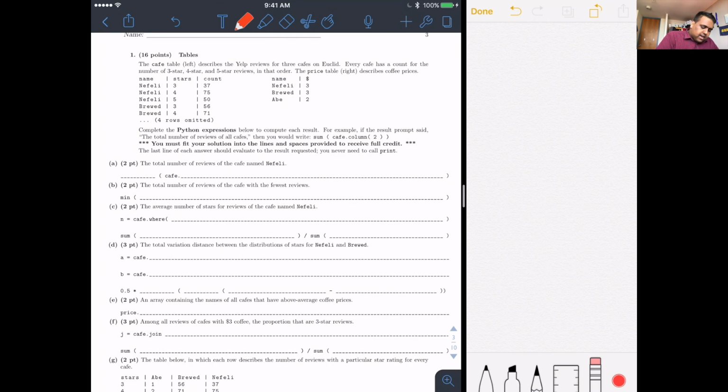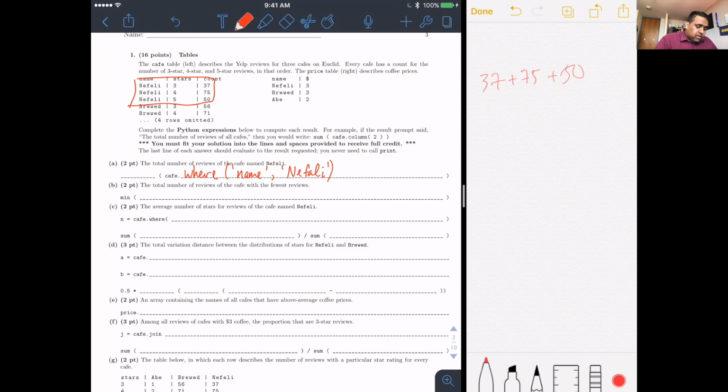Well, if we look at this table right here, we want the sum of the numbers 37 plus 75 plus 50. Of course, we don't want to hard code that. We just want to write it in terms of general code. So how can we write code that will approach this, right? We just want the sum of these three numbers. Well, we know that if we do cafe.where the name is Nafali, that's going to give us just these three rows of the table, right? Not the brood row, just these three. That's a good first step.